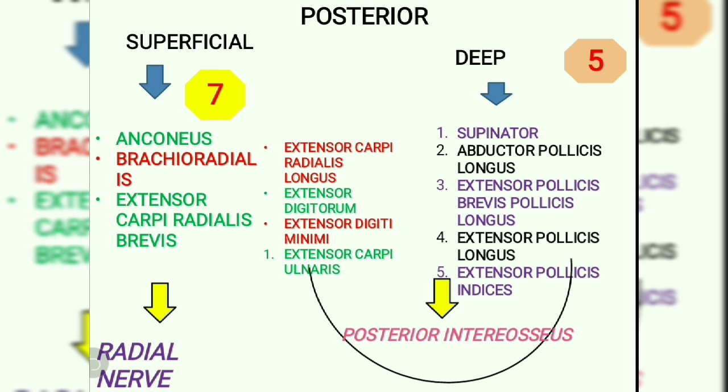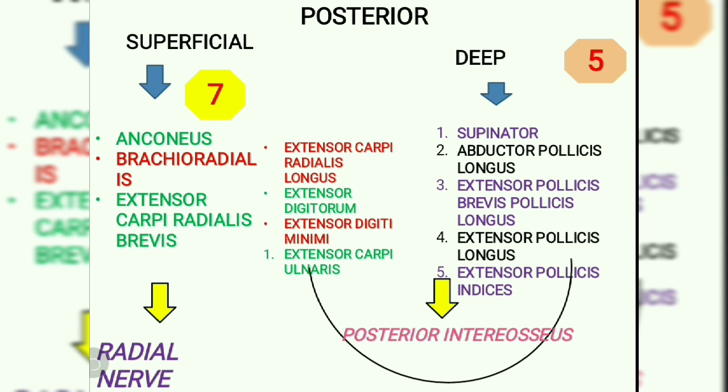Now, the superficial muscles of the posterior compartment of the forearm are 7, and out of these 7, 3 of them, anconeus, brachioradialis, and extensor carpi radialis brevis, are supplied by the radial nerve, and 4 of them, extensor carpi radialis longus, extensor digitorum, extensor digiti minimi, and extensor carpi ulnaris, are supplied by the posterior interosseous nerve.